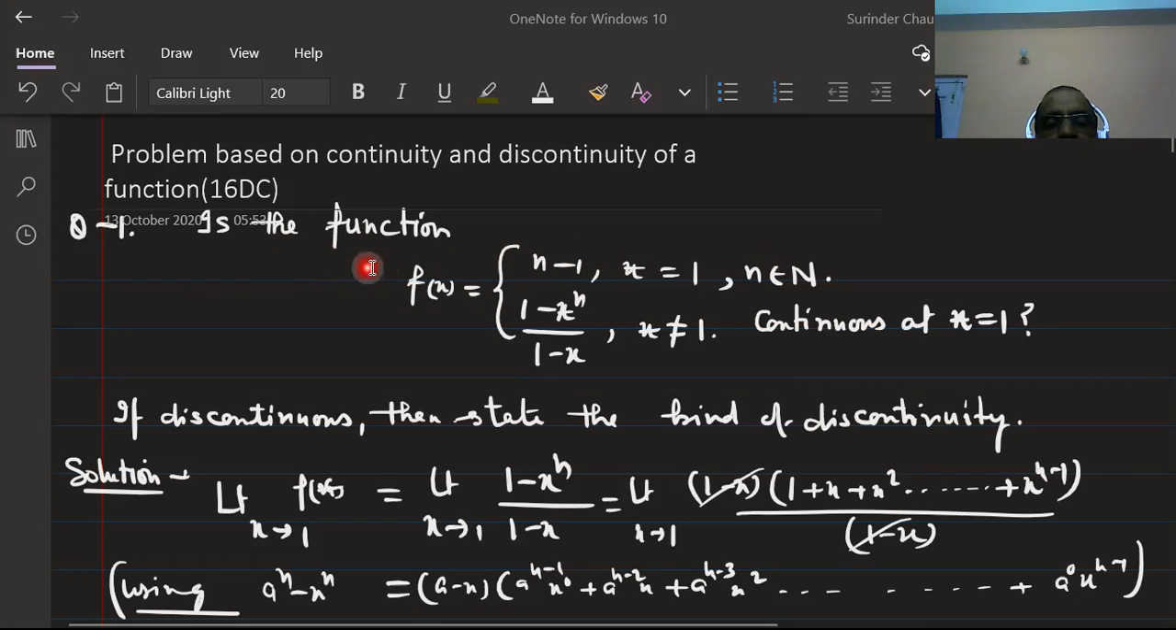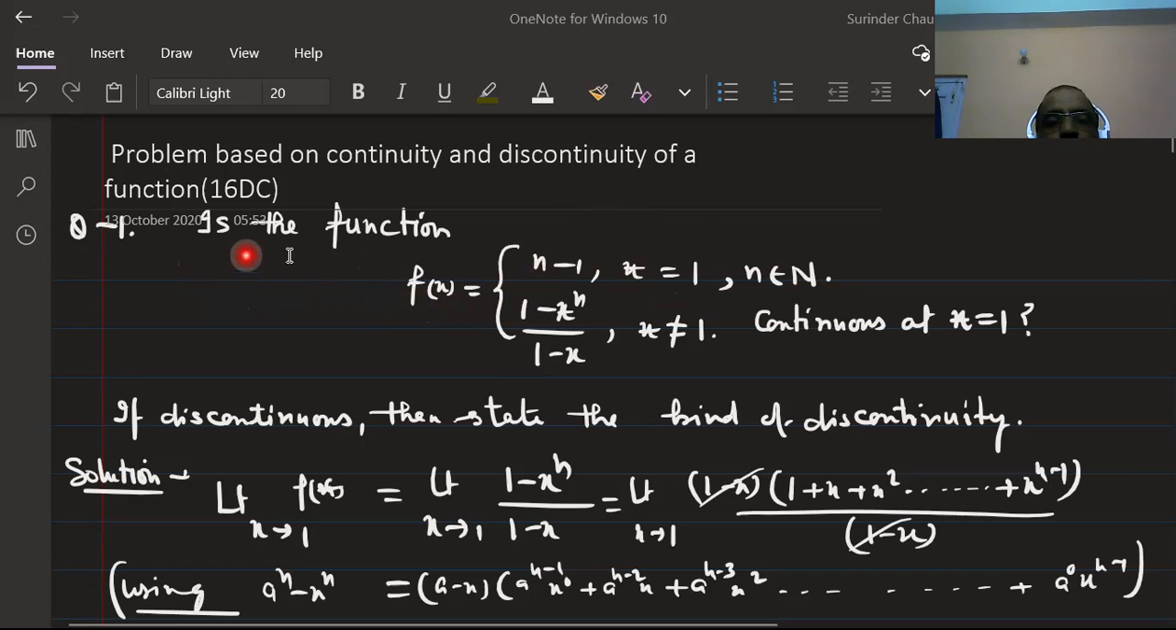If the left limit and right limit both exist but are not equal, then we said this is a discontinuity of the first kind. If the left limit exists and the right limit does not exist, or the left limit does not exist and the right limit exists, then this discontinuity is called discontinuity of the second kind. Now in this lecture we will discuss problems based on the continuity and discontinuity of a function.